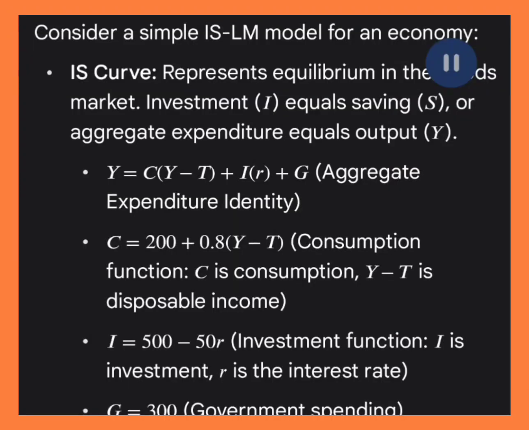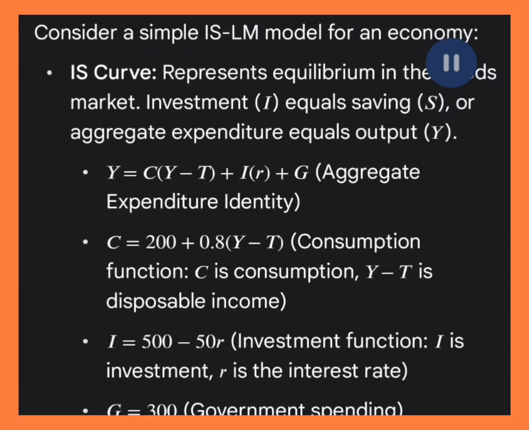Consider a simple IS-LM model for an economy. The IS curve represents equilibrium in the goods market: investment I equals saving S, or aggregate expenditure equals output Y. Y equals C(Y minus T) plus I(R) plus G.